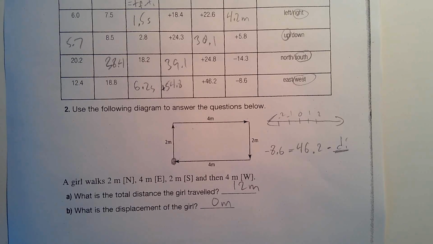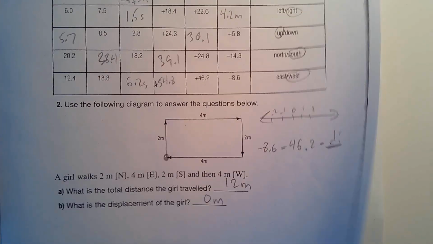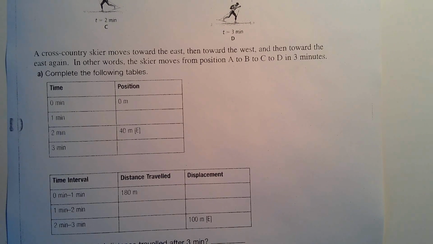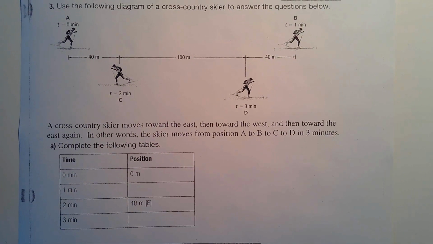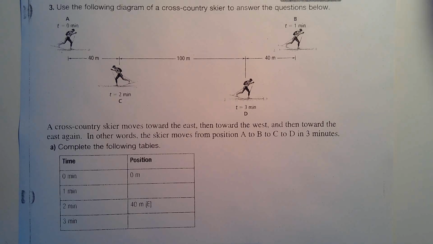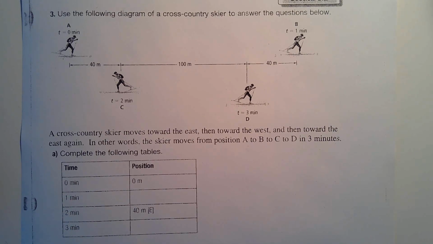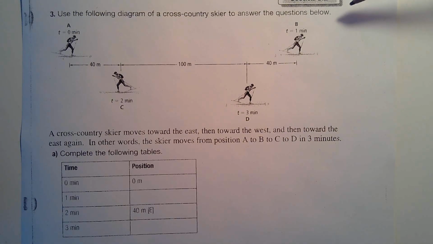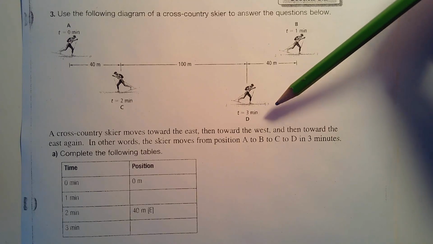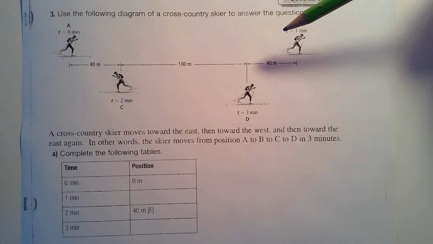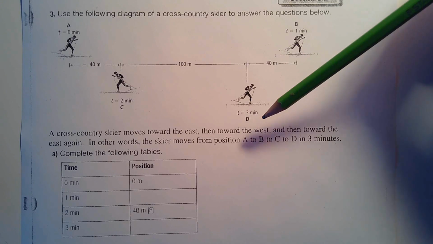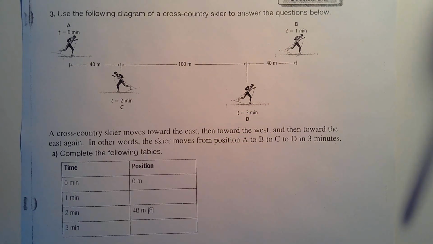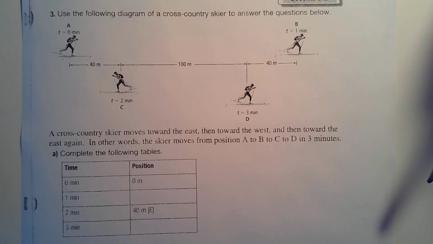Now, a question kind of like that was on the next page. This one you might have been a little bit confused by. So you've got A, B, C, and D. So these are different periods of time. Beginning with A, that's a time of 0 minutes. So basically that's your initial position. And then here's 1 minute later, and then 2 minutes, and then 3 minutes. It's saying for each of these times, it wants you to give the position.